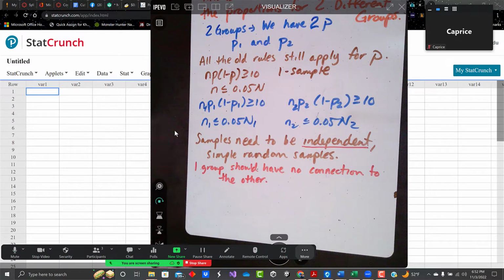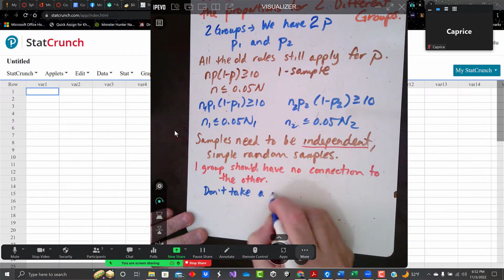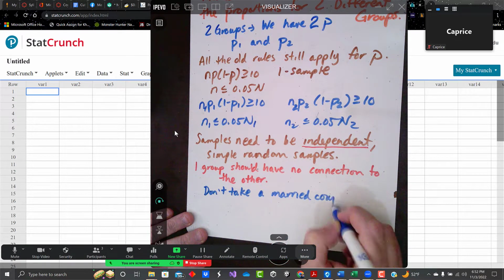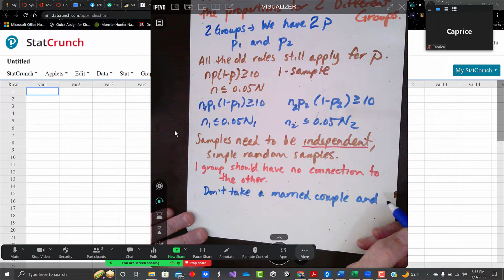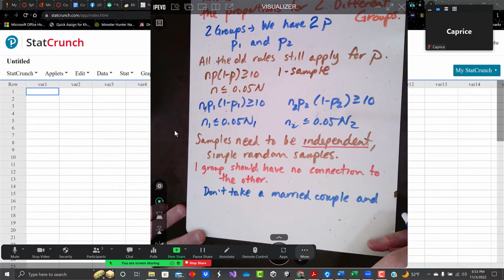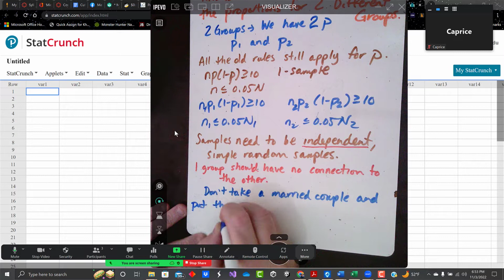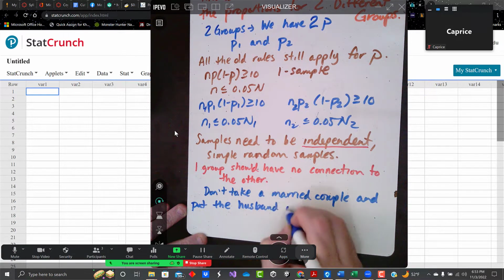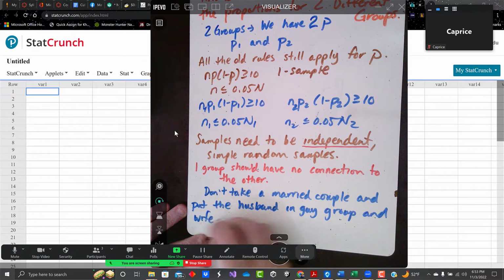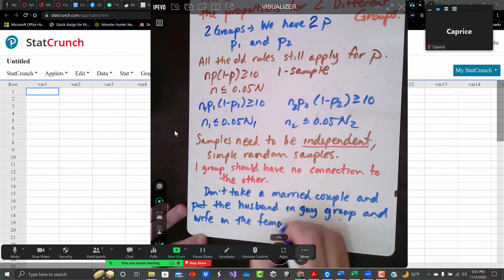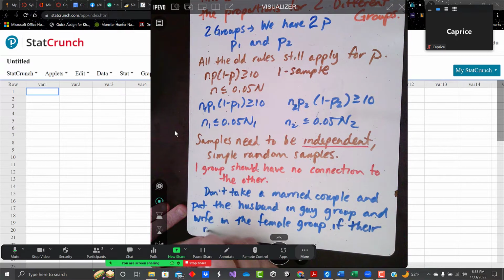Like, don't take a married couple, and let's assume a heterosexual marriage, and put the guy or the husband in the guy group and the wife in the female group if their responses might be related.